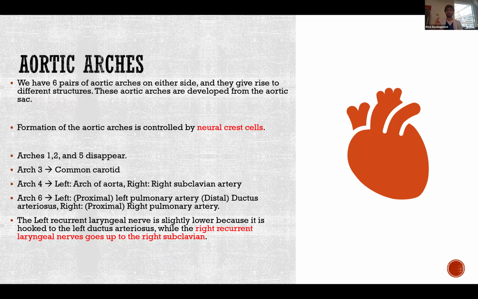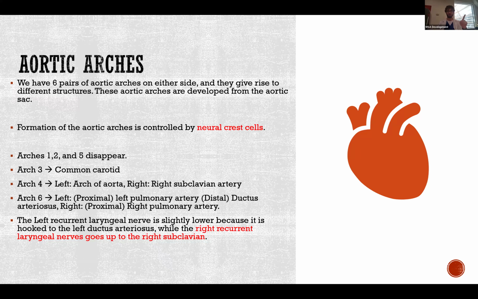But on the right side, the right recurrent laryngeal nerve is going to keep going up. There won't be a ductus arteriosus. Why? Because arch 6 disappears on the right distal side. So the right recurrent laryngeal nerve will keep going up until it hits the right subclavian. What do I want you to know in this?